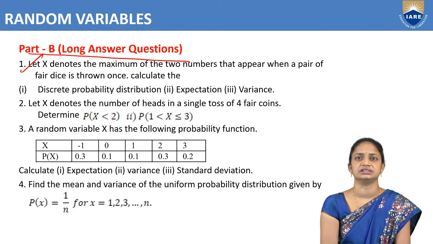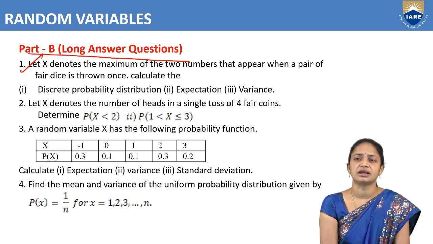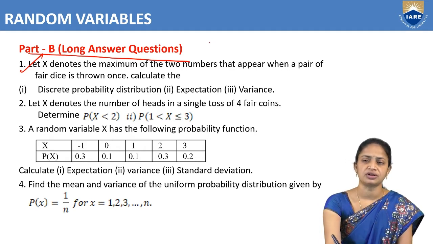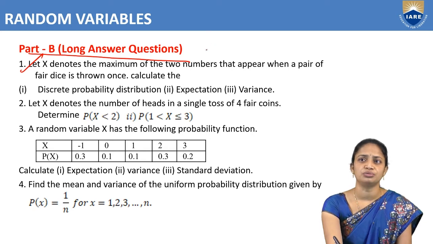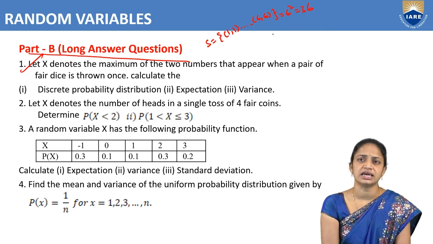Our first question is: let x denote the maximum of two numbers that appear when a pair of fair dice is thrown once. Calculate the discrete probability distribution, the expectation, and the variance. If we throw a pair of dice, we'll get 1,1, 1,2, up to 6,6. That means 6 squared, so 36 elements in total.